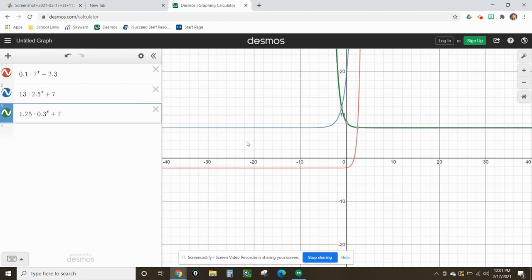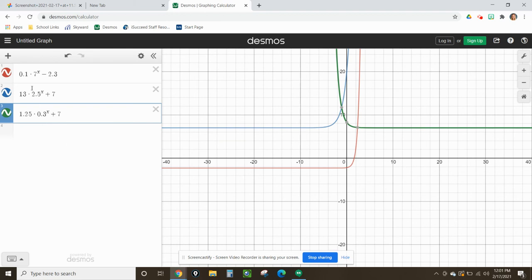And you could have figured this out without even graphing them by looking at that growth factor. Remember the number that's being raised to the variable, that's our growth factor. And if the number is greater than 1, then it's exponential growth. And if the number is between 0 and 1, like this one, it's exponential decay, decay meaning decrease.